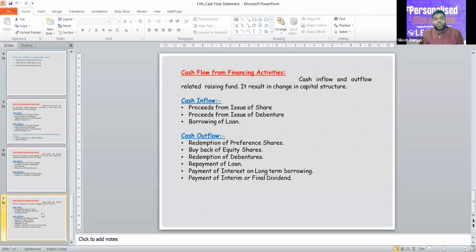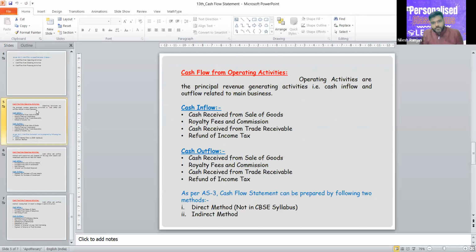Yes. So now what is cash flow from operating activities? Operating activities are the principal revenue generating activities, that is cash inflow and outflow related to main business. So if we have any side income, then it is not categorized as operating activities. But if it is incidental, let's say it is somehow related with our main activities, then it is also operating.